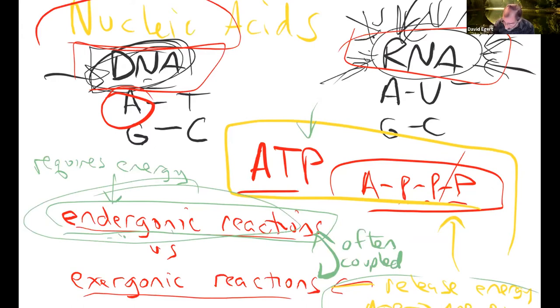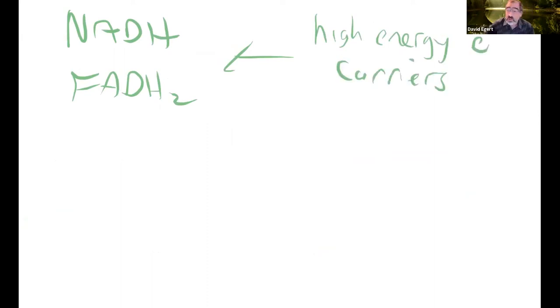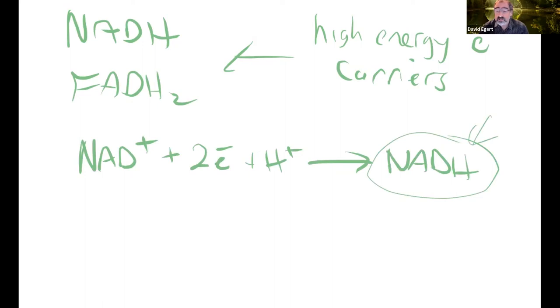Other things that we've talked about, but I'll kind of redo: NADH and FADH2. These are my little high energy electron carriers. We're going to see these playing key roles in cellular respiration. The basic idea here is NAD plus, plus two electrons, plus one hydrogen, an H plus, becomes NADH. And in this reduced form, it is holding on to high energy electrons.